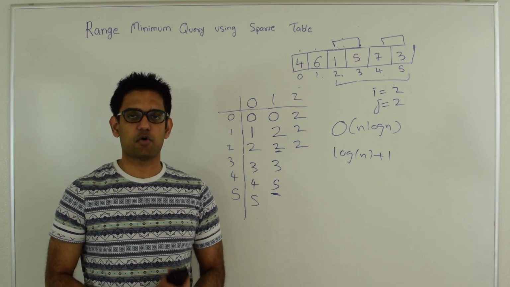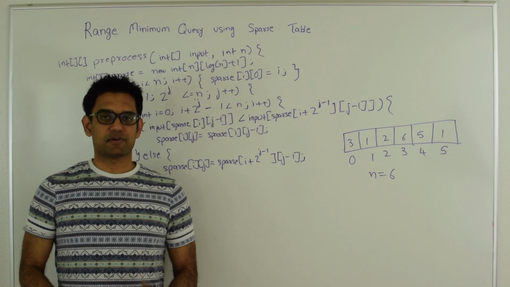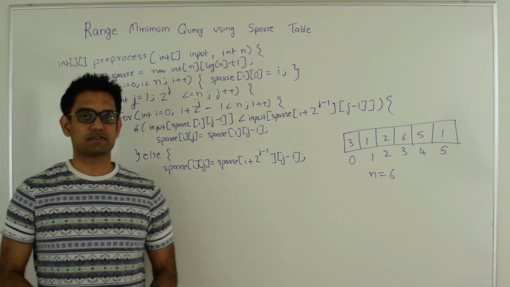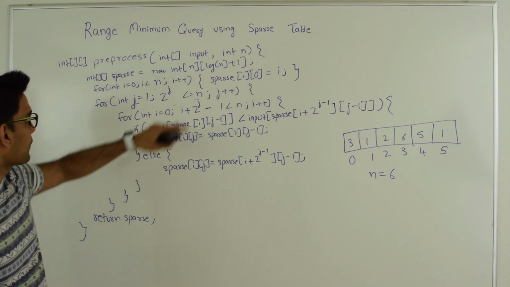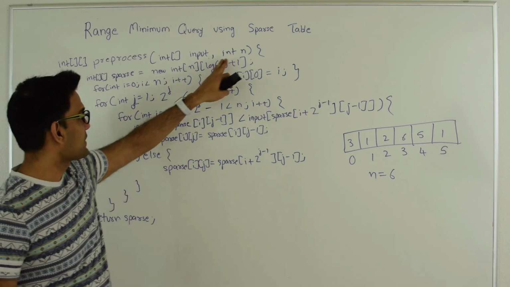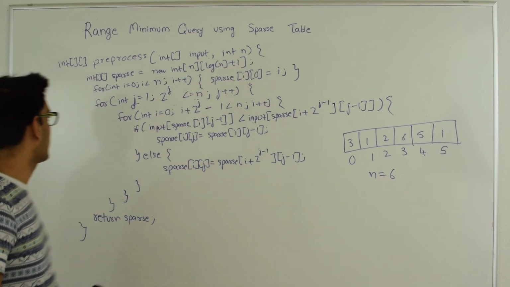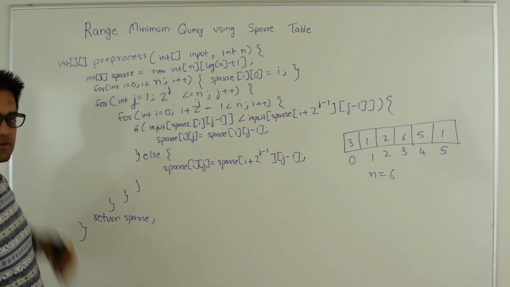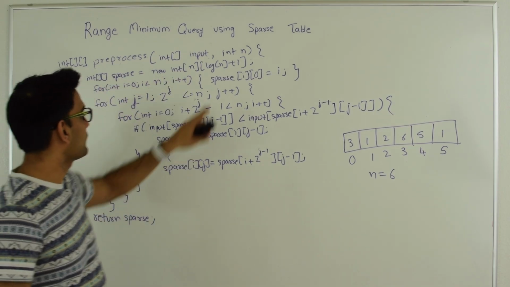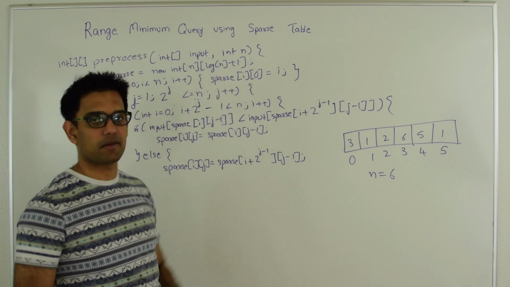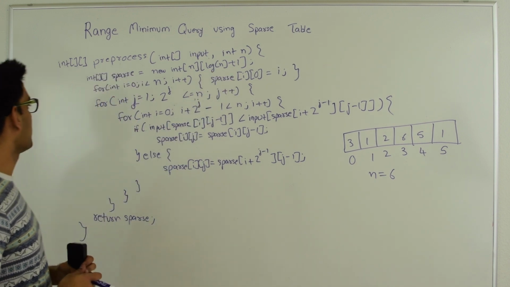Next, let's look at the code for this algorithm. First we're going to look at the code for pre-processing, or creating the sparse table. So the method name is preprocess. It takes in the input array and it takes n, which is the length of the input array. Then we declare sparse, which is a 2-dimensional matrix where the number of rows is n and the number of columns is log of n plus 1, as we discussed before in the video.